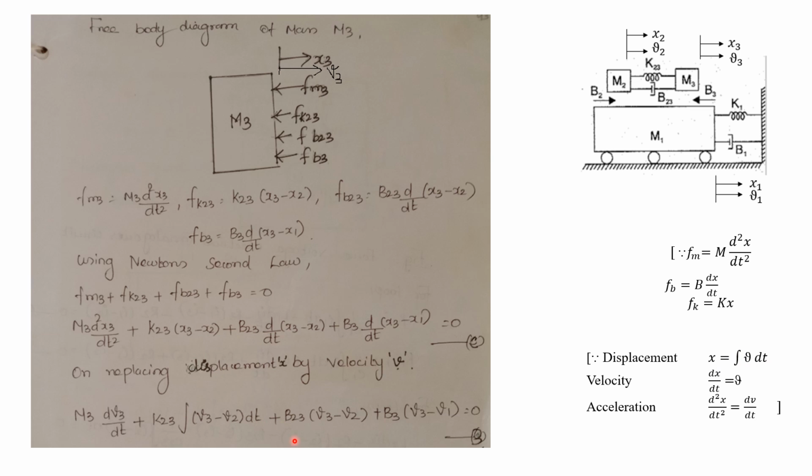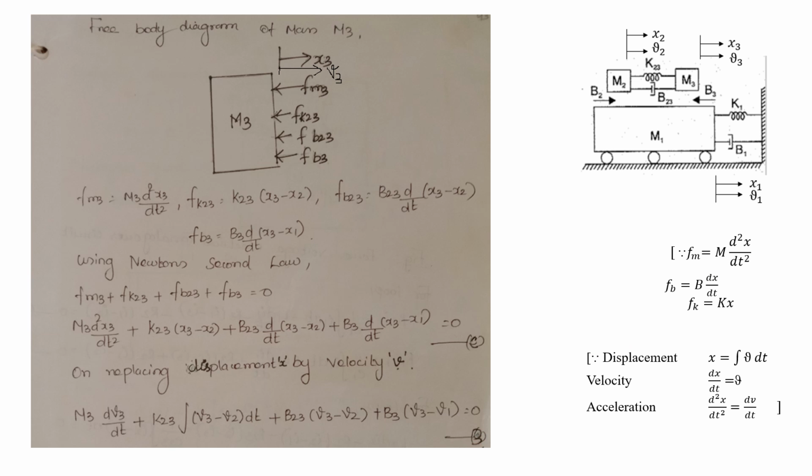Then b23 into this can be written as dx3 by dt minus dx2 by dt. What is dx by dt? V. So dx3 by dt will be v3, minus dx2 by dt, that is nothing but v2. Then plus b3 into dx3 by dt minus dx1 by dt, that is nothing but v3 minus v1, which is equal to 0. We can mark this as equation number 3.